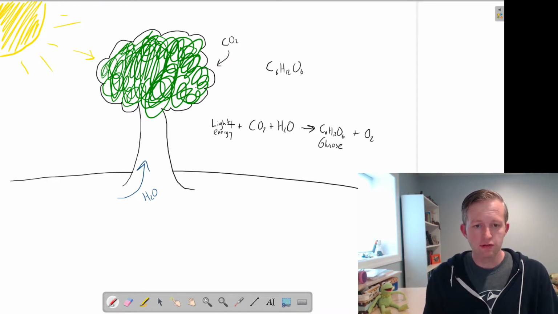So the process of photosynthesis is all about plants taking in light energy, CO2, and water in order to produce glucose, which is their food, and oxygen. Then we'll see in the mitochondria how they use that food in order to produce ATP, which is the actual usable energy inside of the cell.